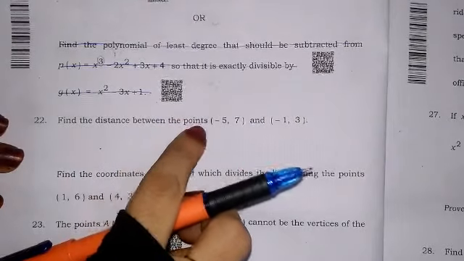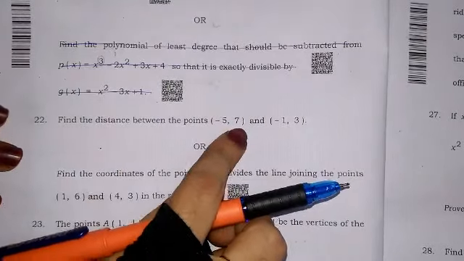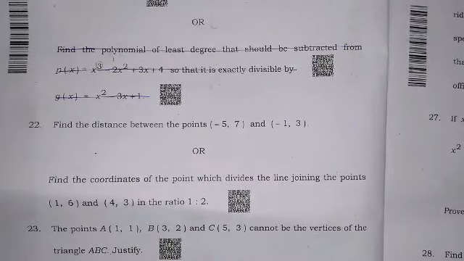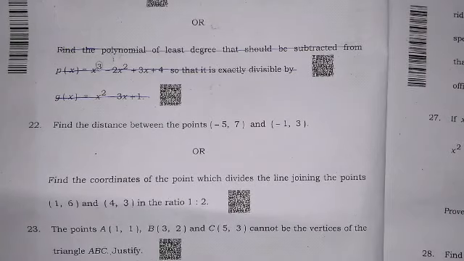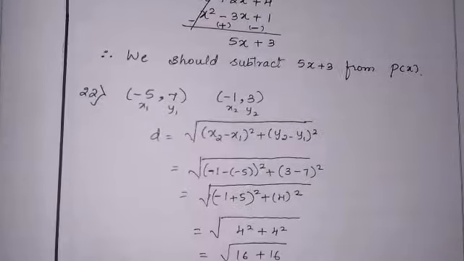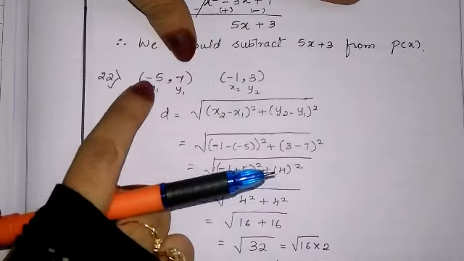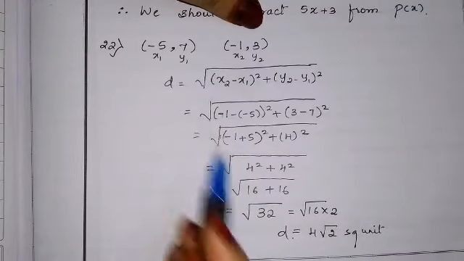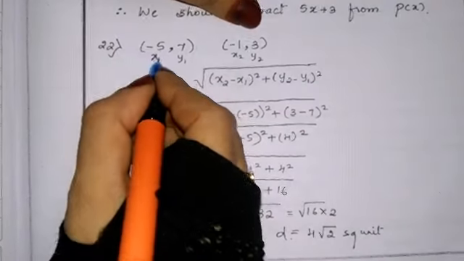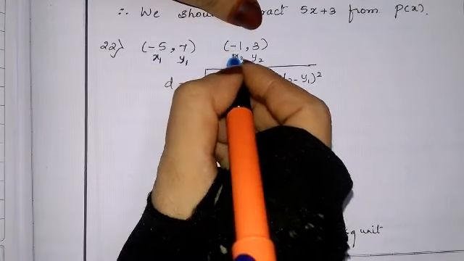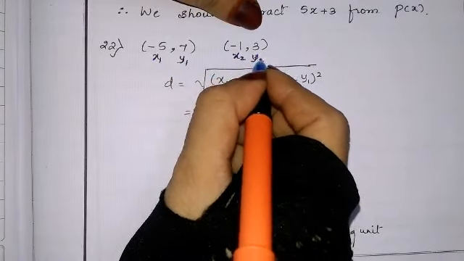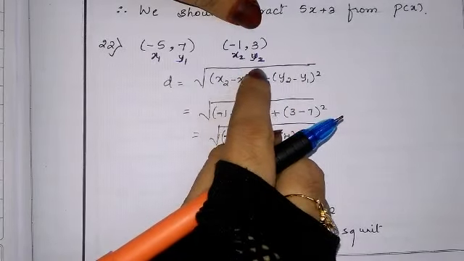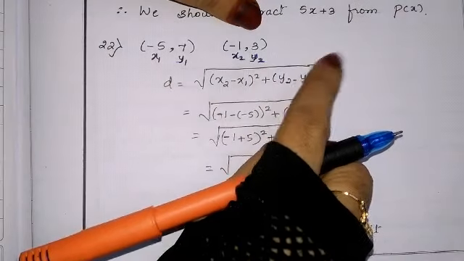Find the distance between the points minus 5, 7 and minus 1, 3. So how will we get the distance between two points? Distance formula we know very well. Two points are given, minus 5, 7 and minus 1, 3. First point x1, y1, second point x2, y2. Distance formula: D is equal to root of x2 minus x1 whole square plus y2 minus y1 whole square.